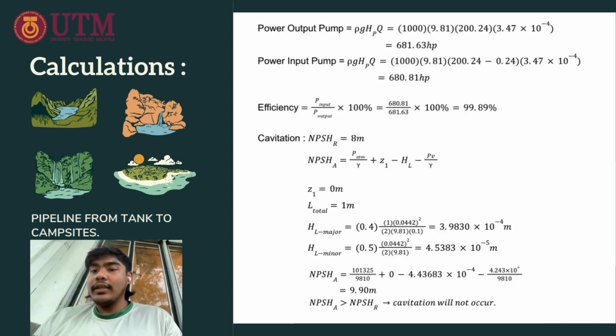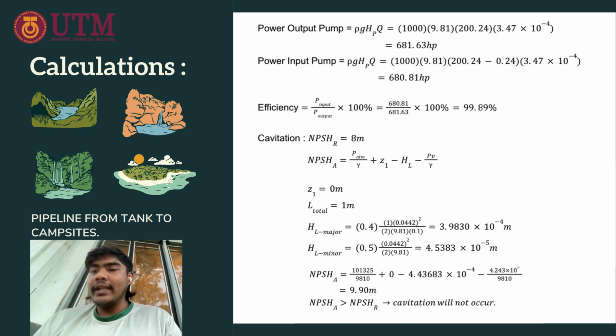For the last part, we calculate the power output for the pump using the formula of rho GHPQ. After we calculate, we got our power output for the pump is 681.63 HP.